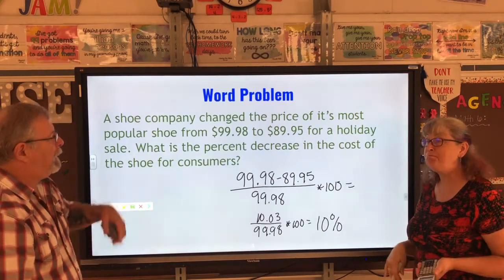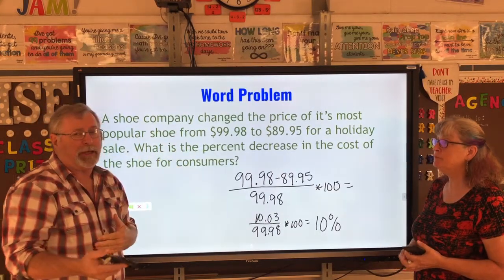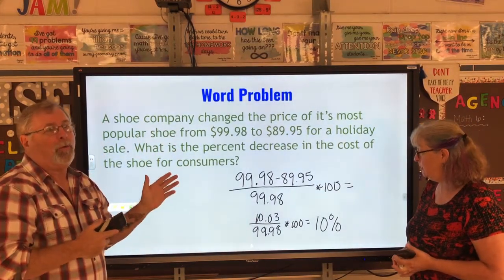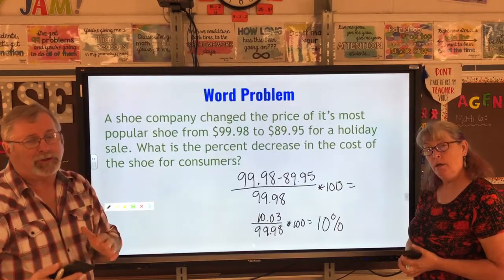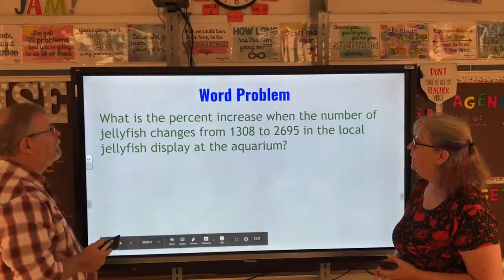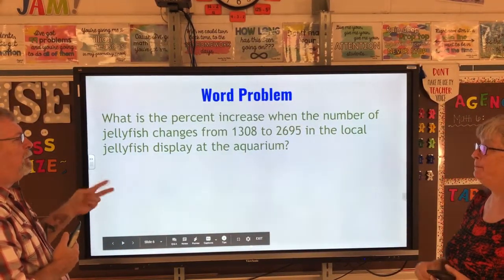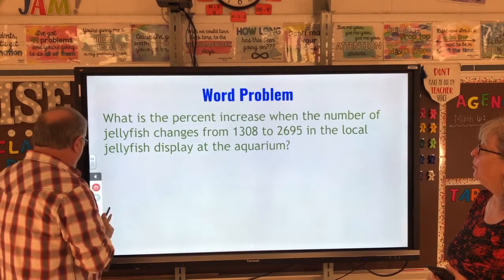And that's really all there is to percent change. It's just finding out what the change was divided by what you started with, and then multiplying that by 100. We have two more, I think. I'll do this one then.